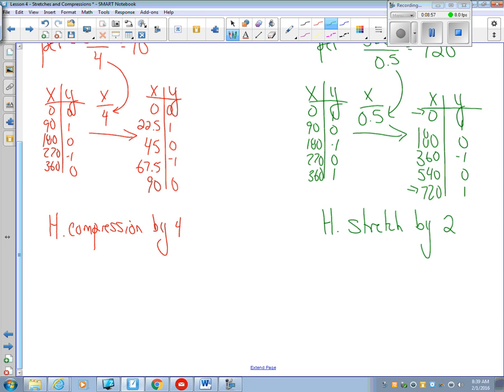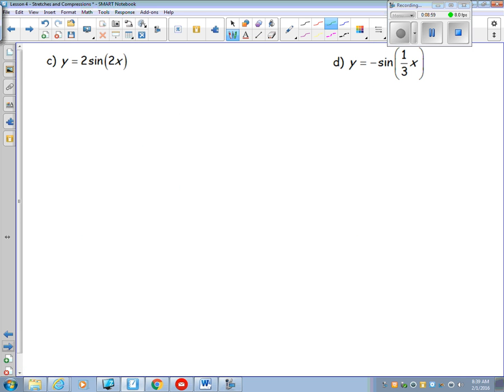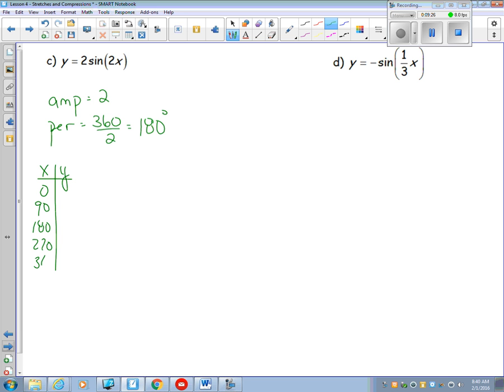Okay, last 2. Give them a try. There's more than one thing going on here at a time. Give them a try. And so we have an amplitude of 2. A period of 360 over 2, so 180. It's a sine curve. X, Y, 0, 90, 180, 270, 360, 0, 1, 0, negative 1, 0.